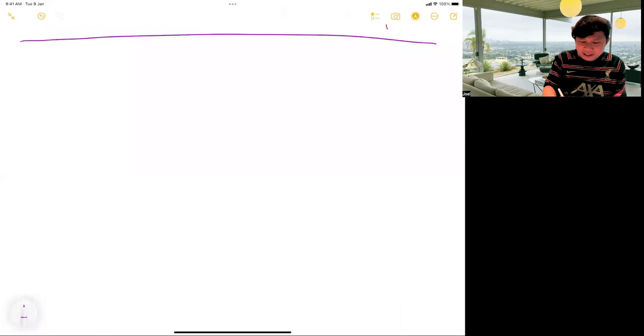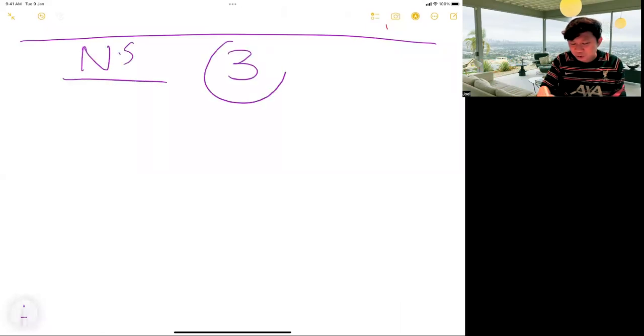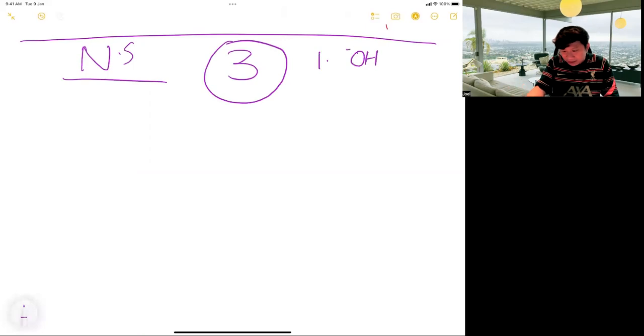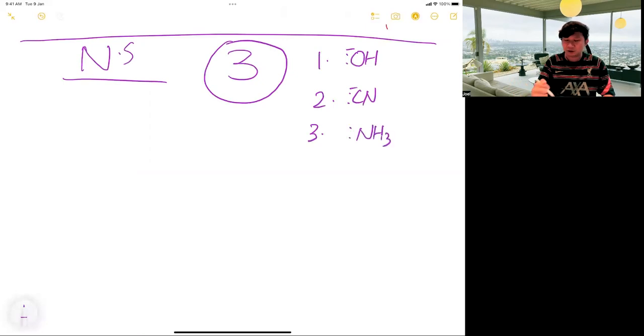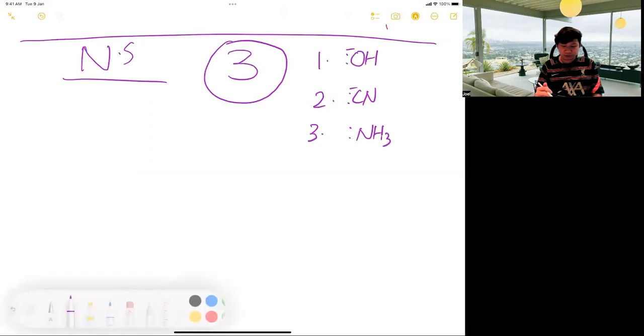So for nucleophilic substitution, can you put the number 3? You need to know these 3 nucleophiles. Number 1 is your OH minus. Number 2, you see, I simplified so much already, I didn't do my best, it's CN minus. And number 3 is your NH3. All of them have a lone pair. Only 3 actually. Sometimes I feel they don't teach it properly in the school.